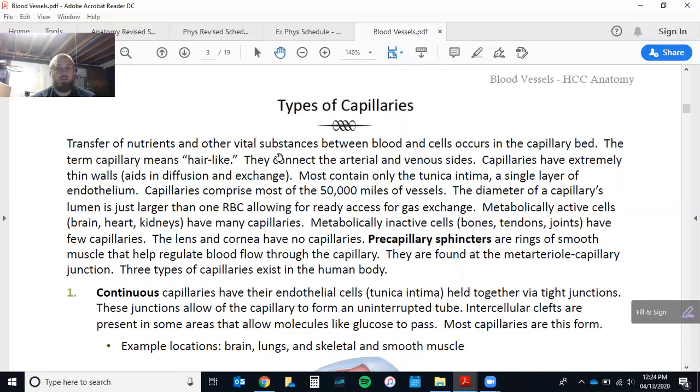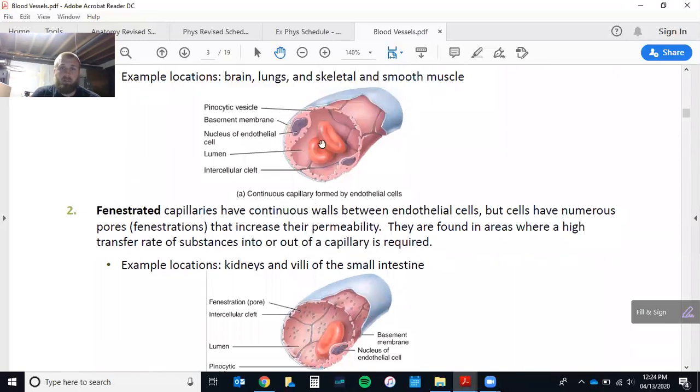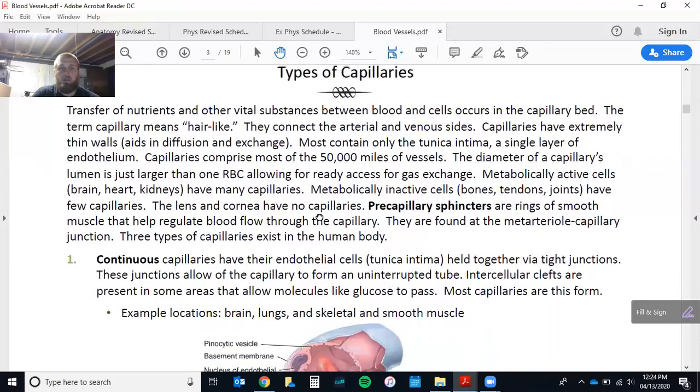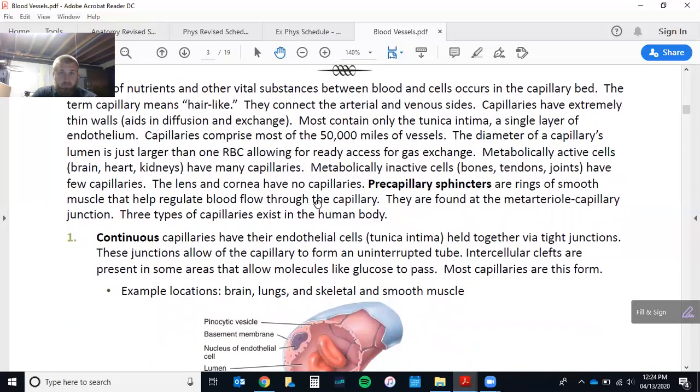Of the 50,000 or so miles of vessels in our body, capillaries make up the largest and the predominant amount. And the diameter of a capillary's lumen is just larger than one red blood cell, allowing for rapid gas exchange. We can see that here in our pictures at the bottom. We see in this case a couple red blood cells. Here's one, about the same width, just a little bit wider than at least one of them.